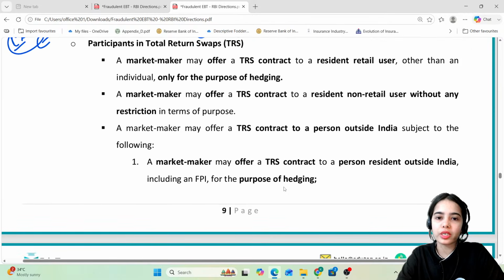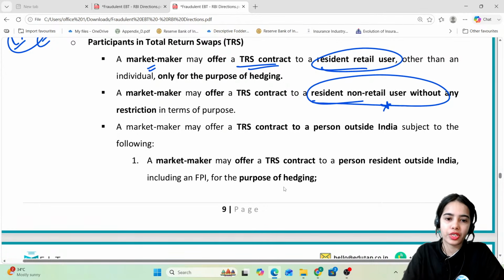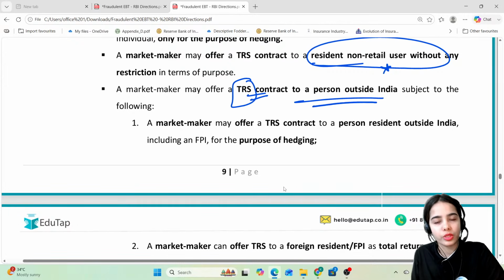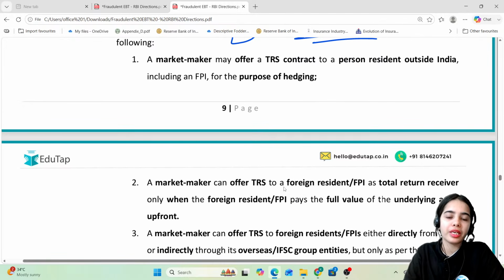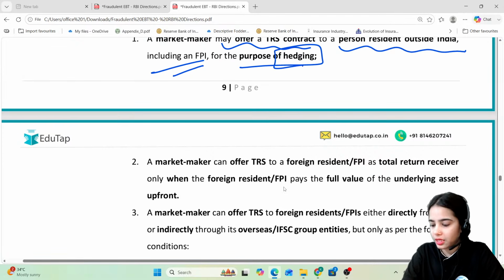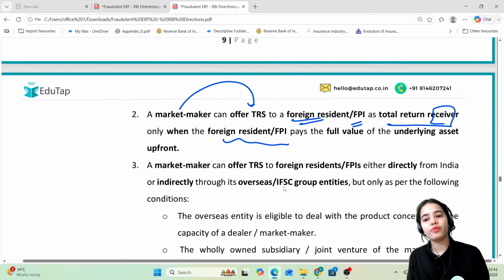Now participants in the total return swap. A market maker may offer a TRS contract to the resident retail user other than the individual, as well as to the resident non-retail user, without any restriction. A market maker may offer the total return swap contract to a person outside India also. A market maker may offer a TRS contract to a person resident outside India, including an FPI, for the purpose of hedging, for reducing the risk. A market maker can offer TRS to a foreign resident or FPI as total return receiver only when the foreign resident or FPI pays the full value of the underlying asset.